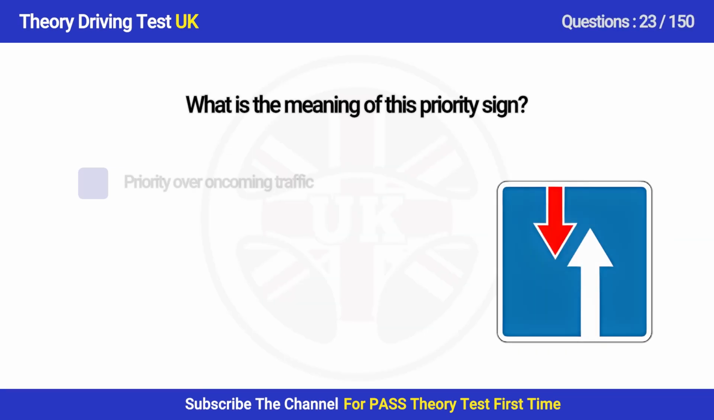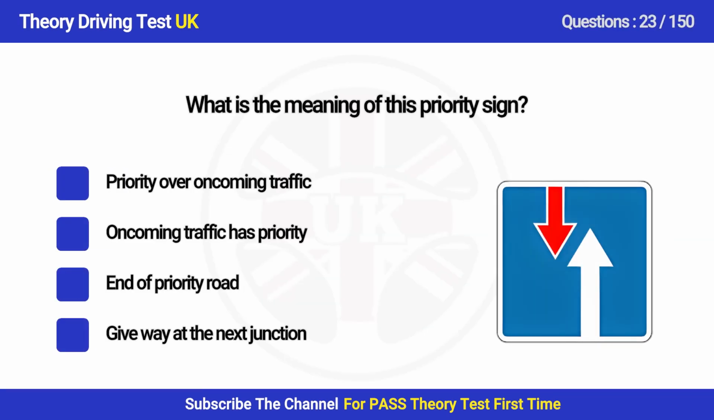Question 23. What is the meaning of this priority sign? A. Priority over oncoming traffic. B. Oncoming traffic has priority. C. End of priority road. D. Give way at the next junction.